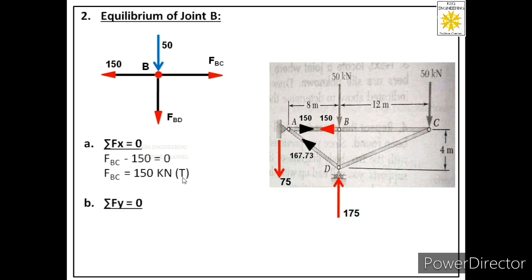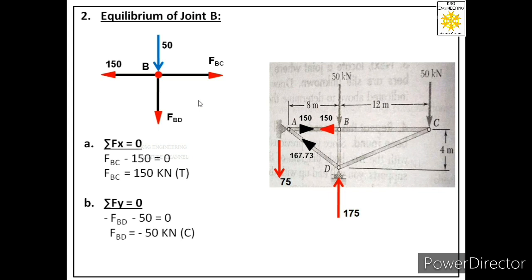Now we will apply the second equation, that is summation Fy equal to 0. So how many forces are acting in y direction? There are two, 50 and FBD, both are acting in downward direction. So we will consider these two negative. So equation will be minus FBD minus 50 equal to 0. And from here we will get value of FBD negative 50 kilonewton. So negative means the direction which we considered for FBD, that is away from the joint, that is tensile nature, is not correct. FBD is a compressive force. It is acting towards joint B.